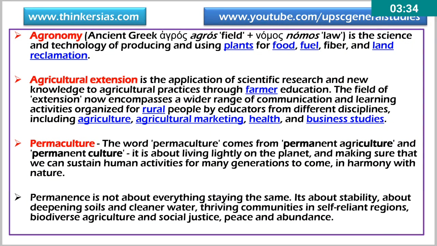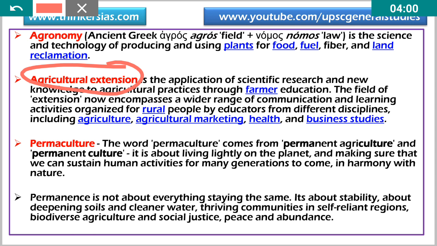Agronomy is an important branch of agriculture along with horticulture, sericulture and others. Agronomy is the science and technology of producing plants for food, fuel, fiber and land reclamation. It is the major branch of agriculture which deals with cultivation of field crops, millets, coarse millets, oilseeds and others.